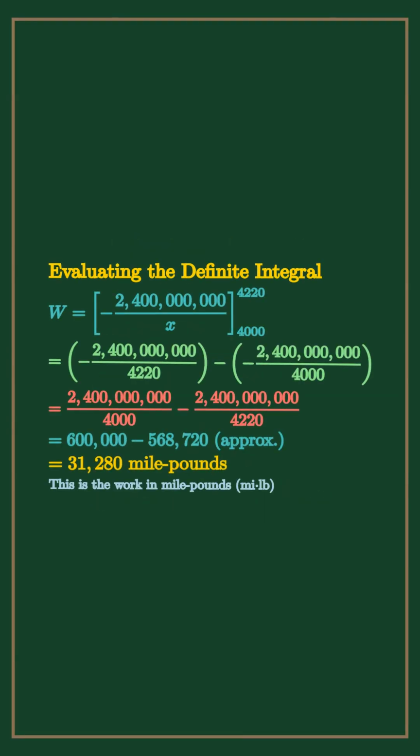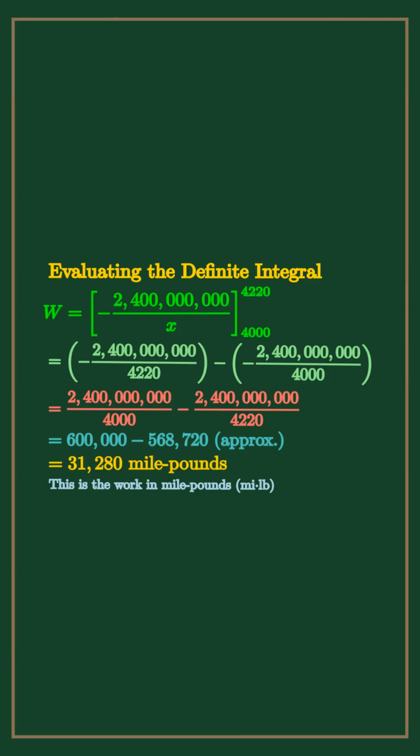Evaluating the definite integral from 4,000 to 4,220 gives negative 2.4 billion over 4,220 minus negative 2.4 billion over 4,000. This equals 2.4 billion over 4,000 minus 2.4 billion over 4,220.